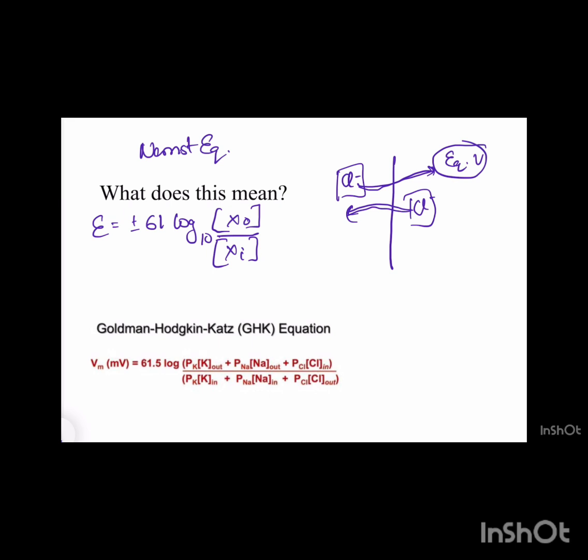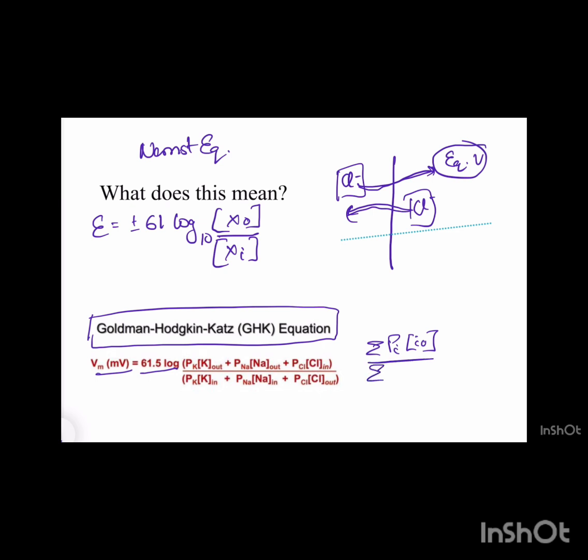If we have to calculate it for multiple ions, we use the Goldman-Hodgkin-Katz equation, and that is nothing, just we do the summation. Same thing, 61.5 log. We just do the summation of the relative permeability of that particular ion with the concentration of that particular ion outside, and divide it with the summation of the relative permeability of that particular ion or ions, and multiply it with the concentration inside. That is how we can find out for multiple ions.